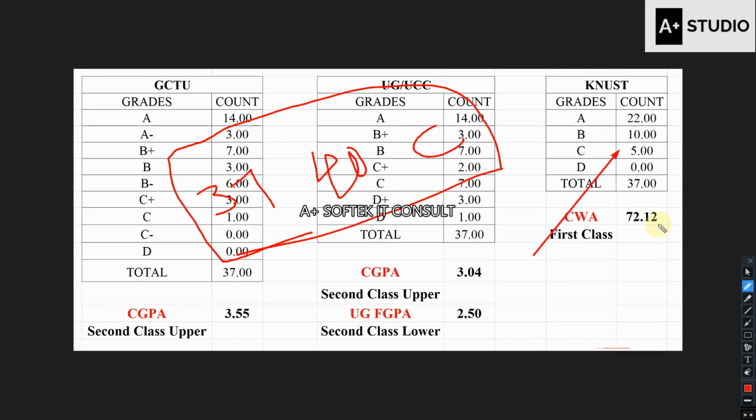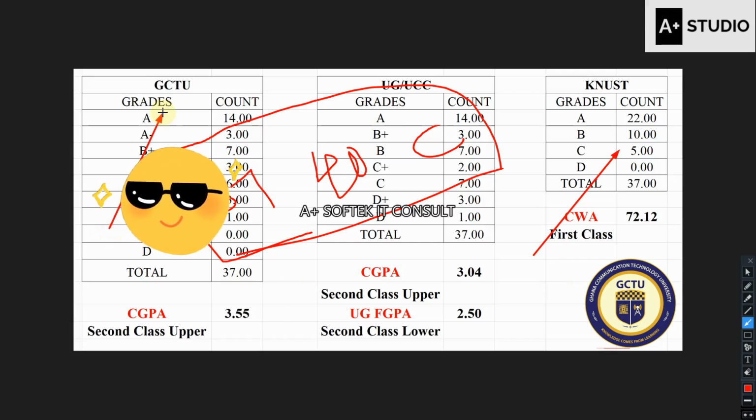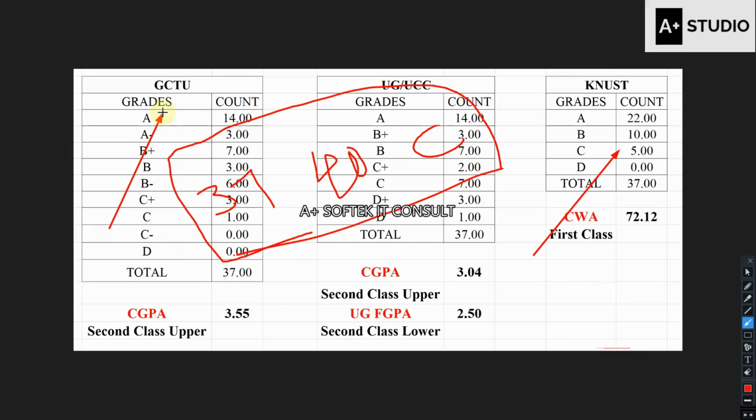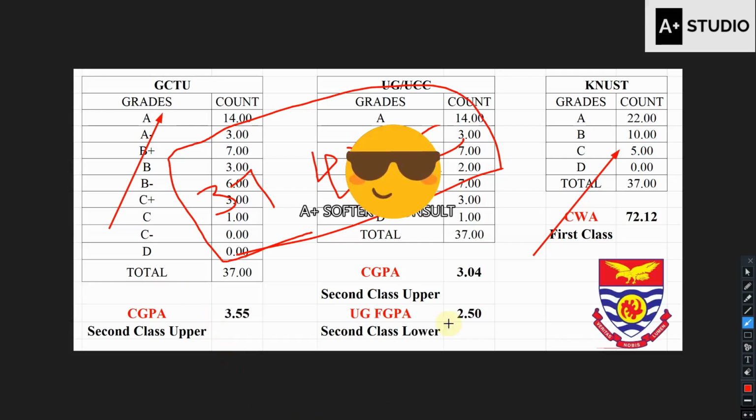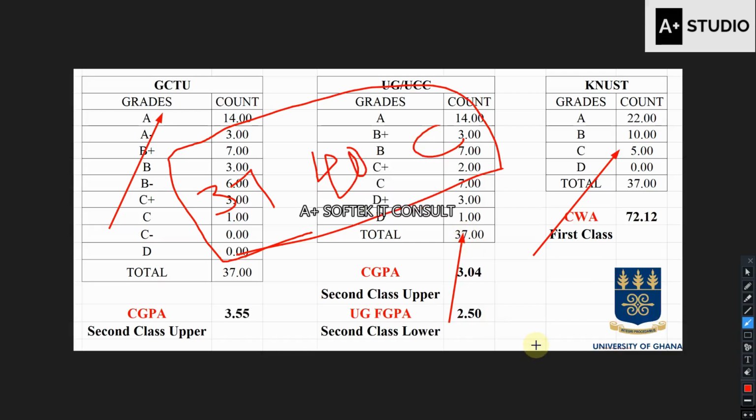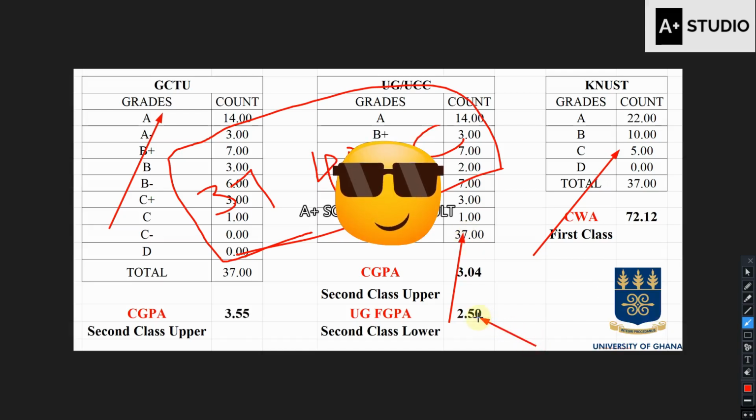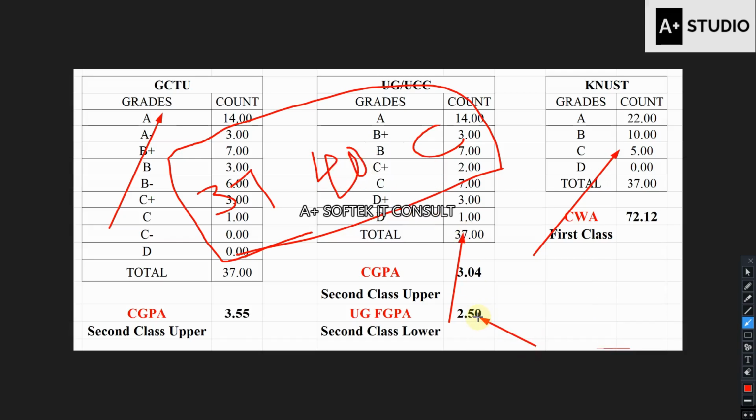And then we put GCTU second when it comes to the university with the clearer grading system, because if you watch our playlist of the GPA series, you could tell that the grading system has a difference of 0.25, which was clearer. And I'm going to put the University of Cape Coast third when it comes to the clearer one, and the University of Ghana last, because an FGPA of 2.50 for a CGPA of 3.04 is too much. It's harsh. It's really harsh.